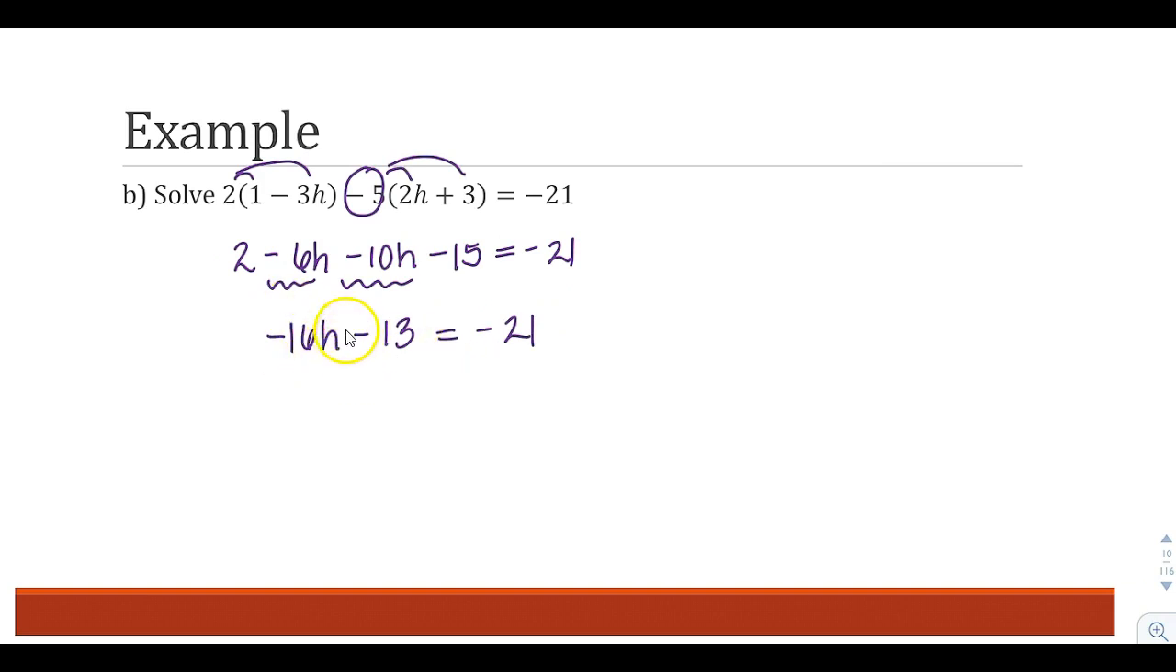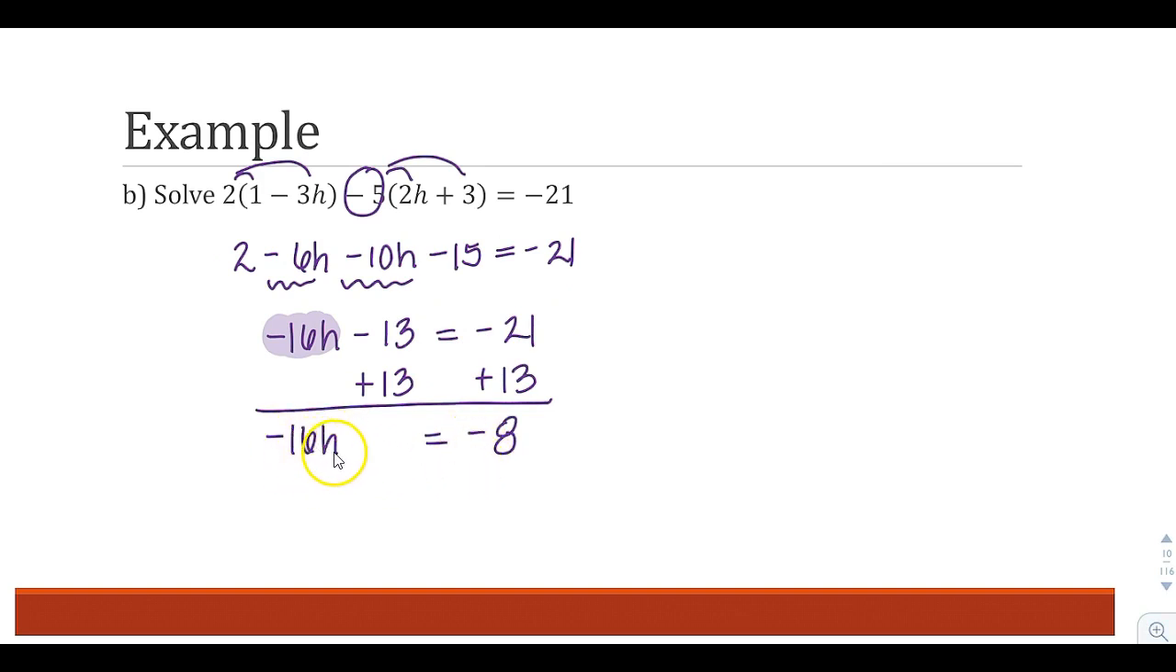So at this point, I want to isolate my only term with the variable, that's negative 16h. To isolate this term, I'm going to add 13 to both sides of the equation, because then negative 13 plus positive 13 equals 0. So I have negative 16h only is equal to, now here, 21 is the bigger number, so I keep the sign, so I have a negative 8.